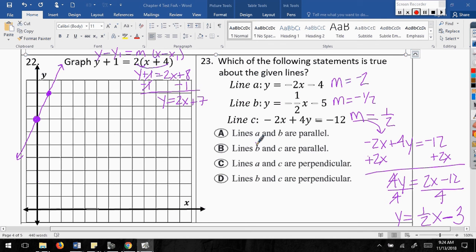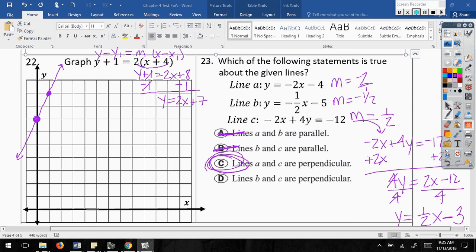All right, so A, are lines A and B parallel? No, they're not because they have different slopes, so that can't be right. Are lines B and C parallel? Well, no, because one's got a negative slope and one's got a positive slope. How about A and C? Are they perpendicular? Well, actually, they are because they are opposite signs and flipped over. So yes, A and C are perpendicular. And if you look, you can tell B and C are not perpendicular because the fractions are not flipped over there. Okay, they're just opposite signs, but not reciprocals of each other.